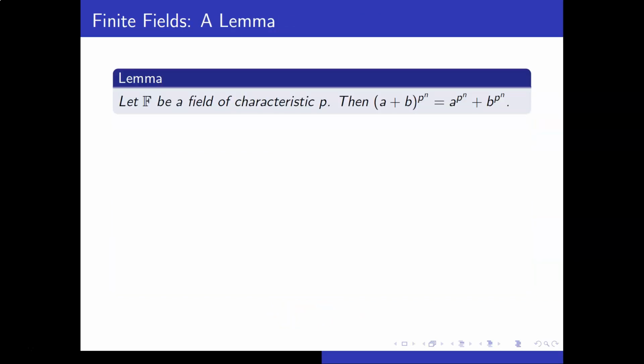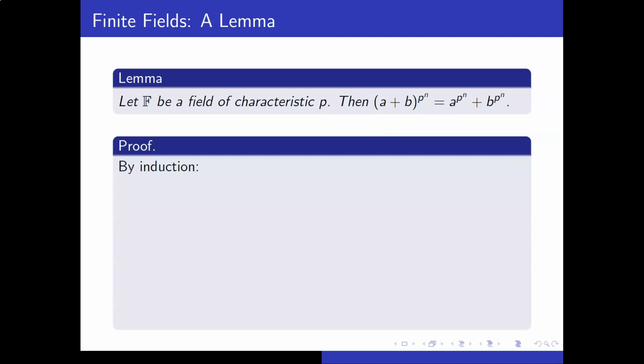Okay, we need a small lemma. We've seen a sort of a special case of this. We need a little bit more. All right, so if I've got a field of characteristic p, and I take a plus b and I raise it to the p to the n, then this is the same as a to the p to the n plus b to the p to the n. I can essentially ignore all the middle terms.